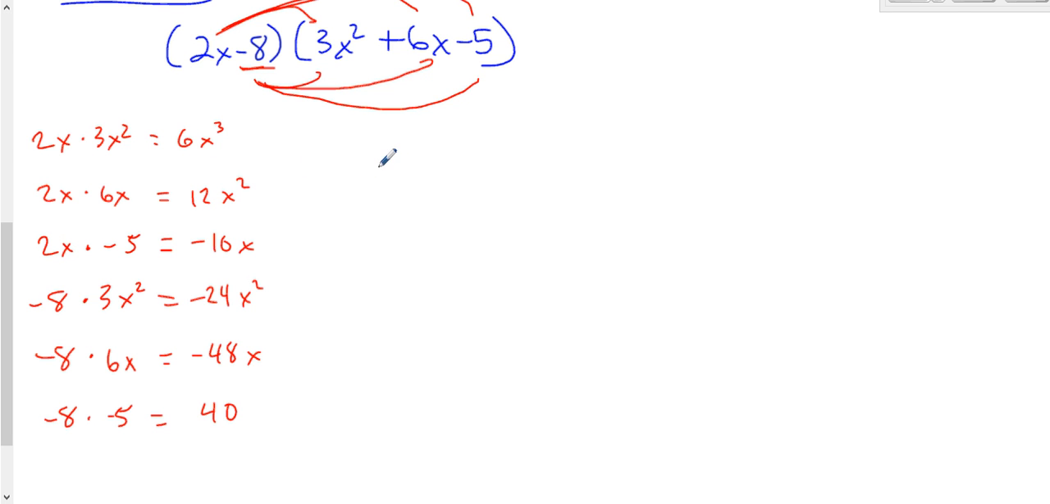As you can see, I've got a 6x cubed. Hold on, let me write that over. 6x cubed plus 12x, it's positive, so plus 12x squared. Minus, it's a negative, so minus 10x. And this is a negative 24x, so I'm going to put minus 24x squared underneath this other x squared, because I'm going to line these up vertically again. This is a negative 48x, so I'm going to put minus 48x, and then this plus 40 over here.